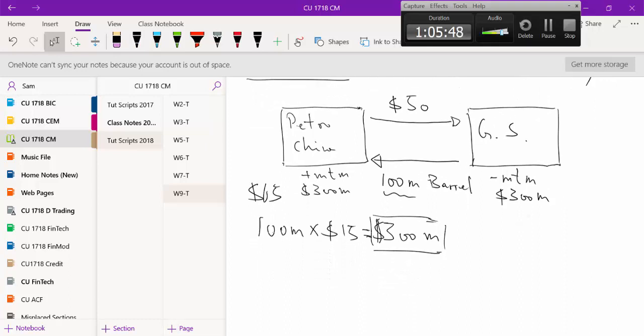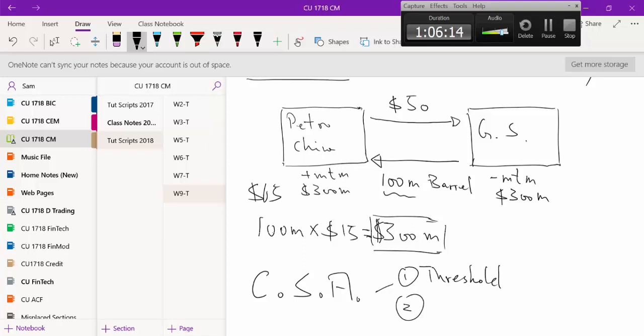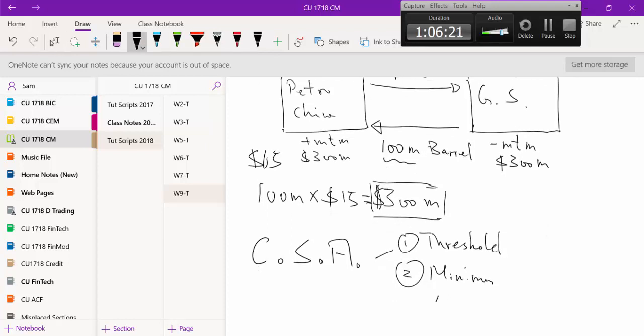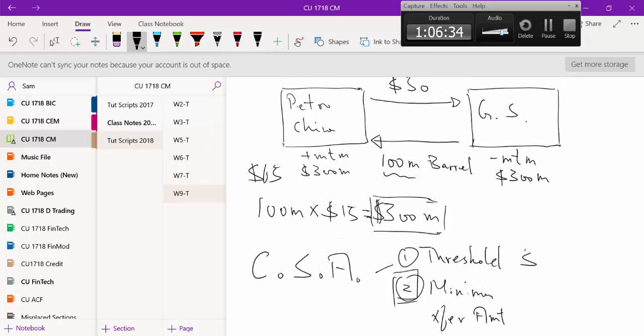Okay, so what you can do, and you will do that right at the beginning, is what's called a credit support annex, or CSA for short. You can strike an agreement, and the agreement would have two parameters. One is called a threshold, and the other is called the minimum transfer amount. Now, I'll explain the second one a little later, okay? But let's say the threshold is 50 million.